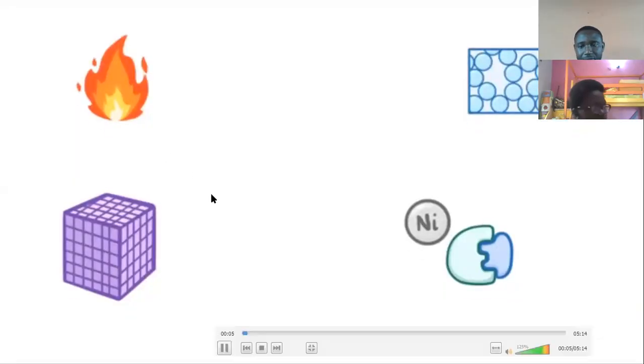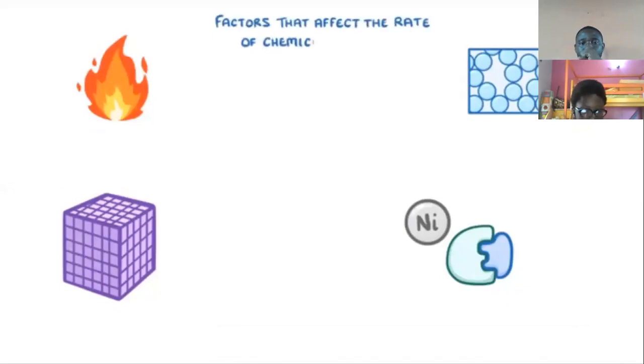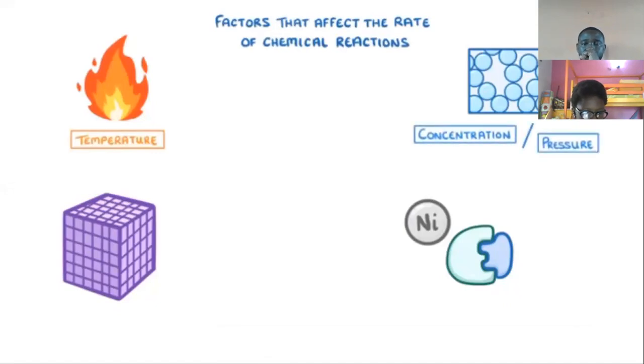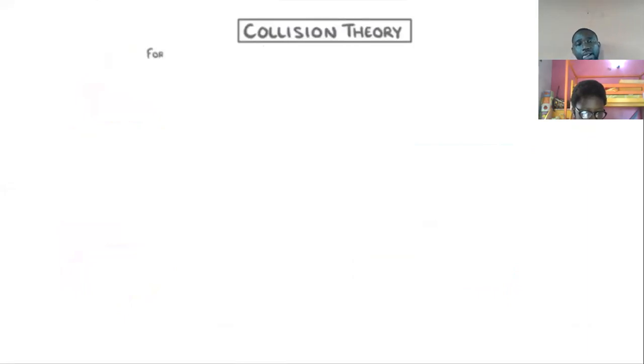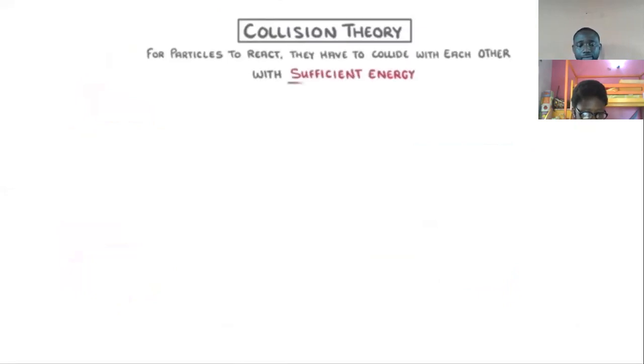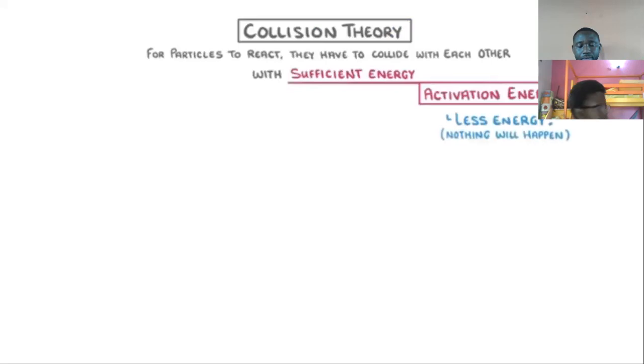In today's video, we're going to look at the factors that affect the rate of chemical reactions. So temperature, concentration or pressure, surface area, and the presence or absence of a catalyst. Before we can understand how these factors affect the rate though, we need to cover the theory behind reactions, which is known as collision theory. This states that in order for particles to react, they have to collide with each other with sufficient energy, which we call the activation energy. And if they collide with less energy than this, then nothing will happen. They'll just bounce apart again.